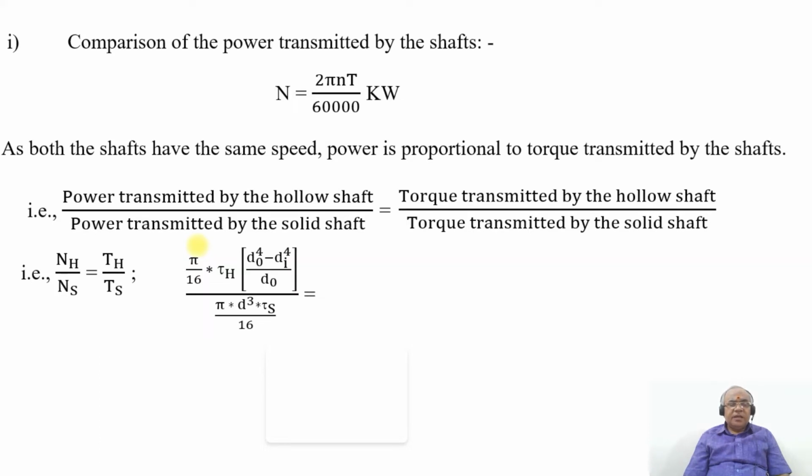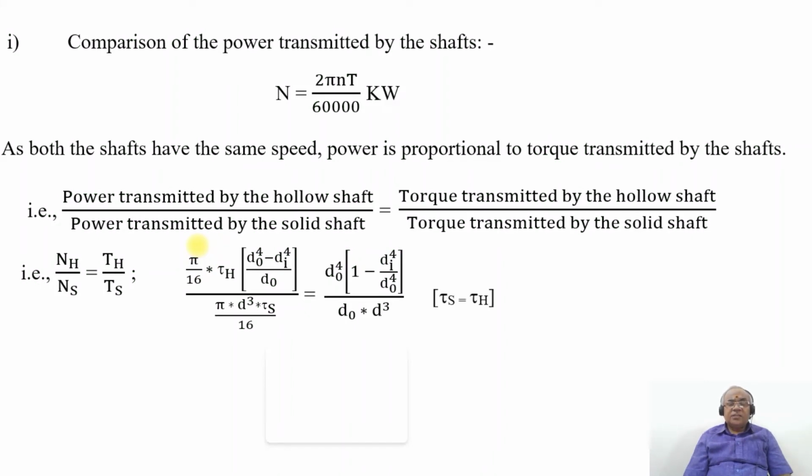So TH will be equal to pi by 16 into tau h into D naught to the power of 4 minus Di to the power of 4 divided by D naught, the whole divided by pi by 16 into tau s into D cube. So pi by 16 gets cancelled, and tau h will be equal to tau s, so those also get cancelled. That is equal to D naught to the power of 4 into the bracket 1 minus Di by D naught, the whole to the power of 4, close the bracket, divided by D naught into D cube.